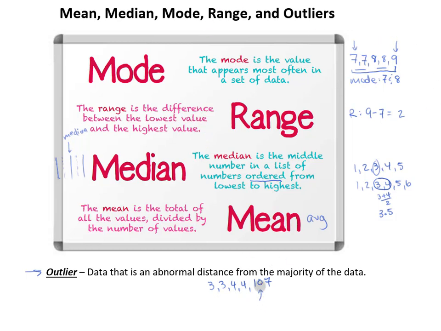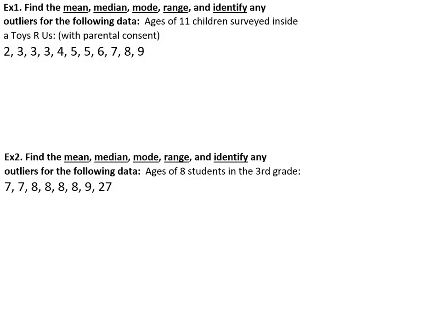Outliers are important because when you're analyzing data, you want to ask, why is there an outlier? Is that a valid outlier? Was there something wrong, etc.? So, all right, let's take a look at some examples.